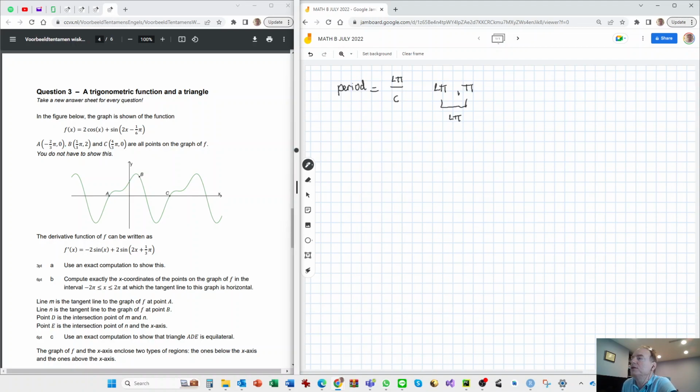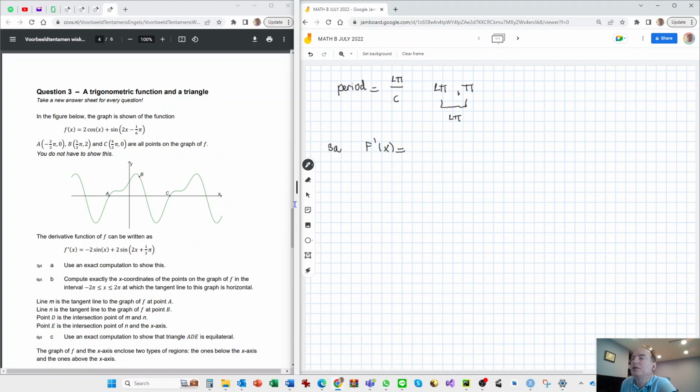I think I saw this mentioned somewhere under parametric equations, so it might be good to know this. But what are they actually asking? They say that the derivative function can be written as this, and we need to show that. Okay, so the approach will be to take the derivative of this function, and that is pretty straightforward.